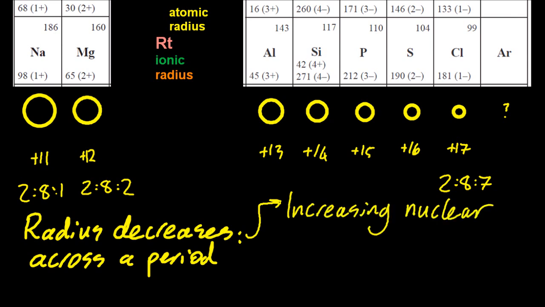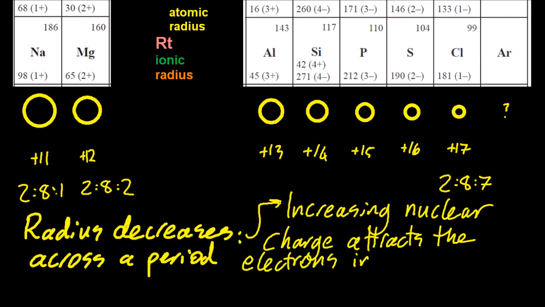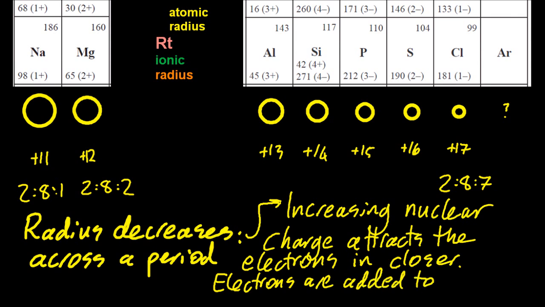And the increasing nuclear charge attracts the electrons in closer. The IB also wants you to say that the electrons are added to the same shell. That's the second point in this 2-point question.